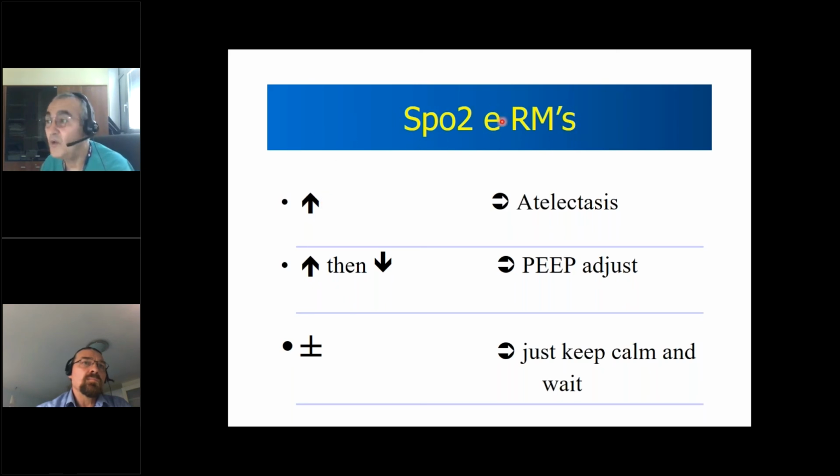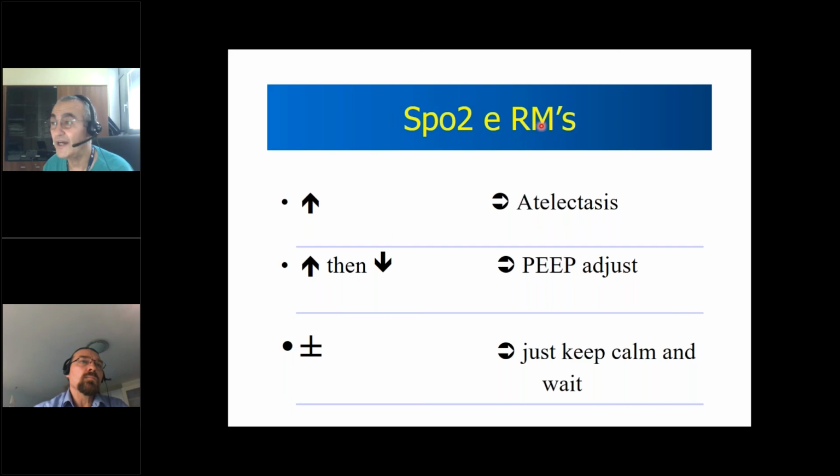But following one recruitment maneuver, I have three possibilities. Following a recruitment maneuver, SpO2 increases and stays up. So this is a recruiter, and maybe this patient does not have ARDS. It's just atelectatic. I did one recruitment, the lung opened up, end of the story. Imagine following a lung surgery, in abdominal surgery in a septic patient, for example. Then I have another possibility.